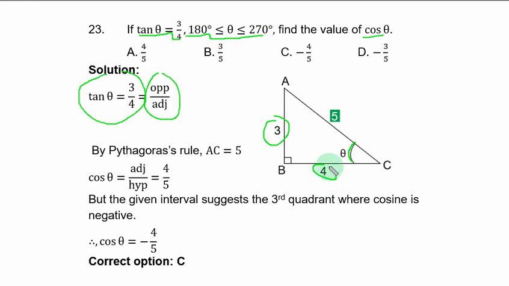By Pythagoras rule, the hypotenuse AC is equal to 5. Now, cos theta is adjacent over hypotenuse, and that is 4 over 5. Now look at the given range. The given range is the third quadrant where cosine is negative. So your answer becomes minus 4 over 5. So instead of A, C is the correct option.